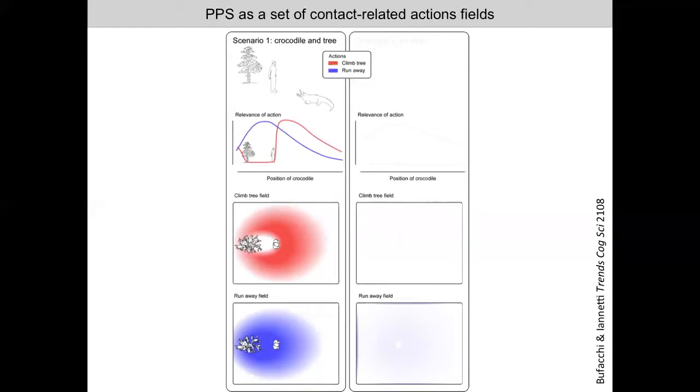So if instead of having crocodile and tree, you have no tree, and you plot the relevance of the same actions, well, the relevance of climbing the tree is zero, and you just have a field mapping the relevance of running away, which gets bigger and bigger when the crocodile approaches. If the crocodile is someone you're attracted to, there is no relevance of the action running away, for example.